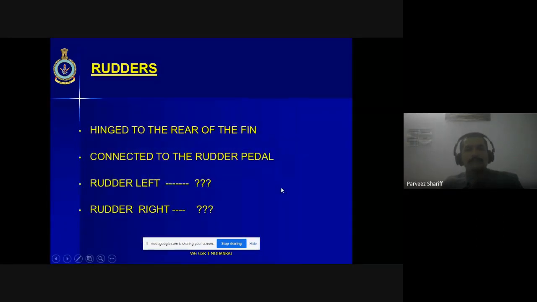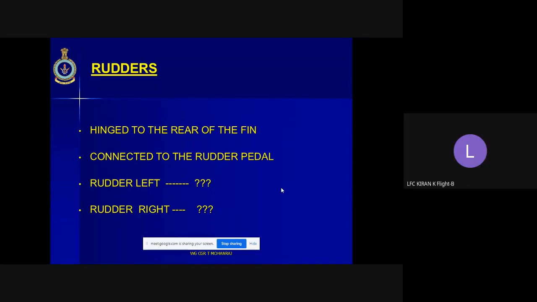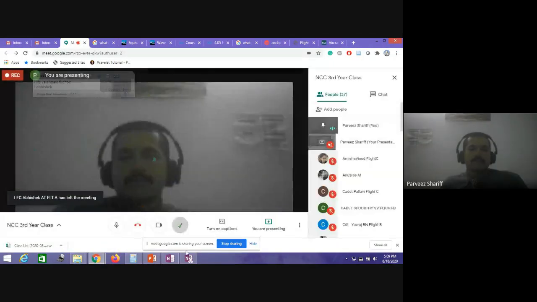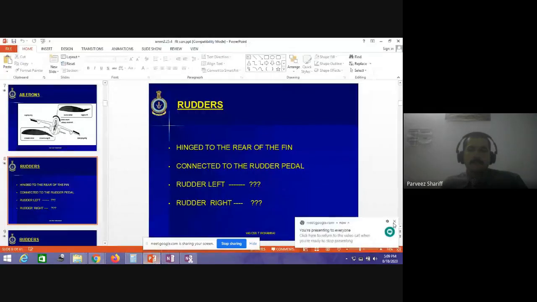Now the rudder. When the left rudder pedal is pressed, what will happen? What will happen when the left pedal is pressed? The aircraft moves left, sir. Aircraft moves left. That's correct.